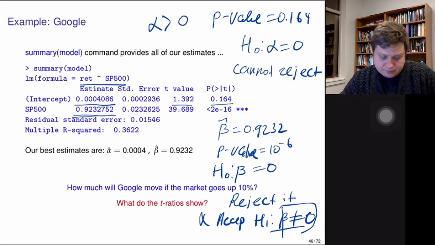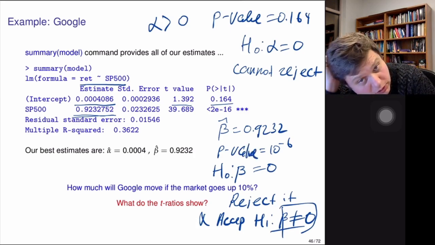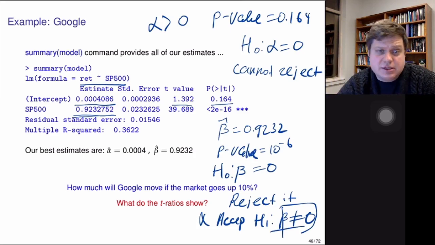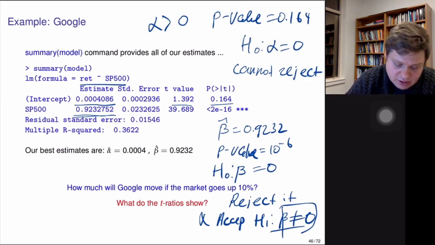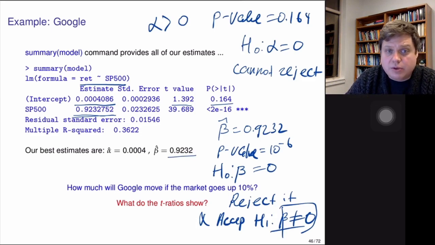All right. So we were able to test the hypothesis and answer whether Google actually outperforms or doesn't outperform the market. And now, if we try to understand how much Google will move if the market goes up by 10%, well, the beta coefficient tells us exactly that, right? So if the market goes up by 1%, we should expect Google to go up by 0.9232%. And the t-ratios and p-values show us that yes, Google is related to the market, and no, Google does not outperform the market.